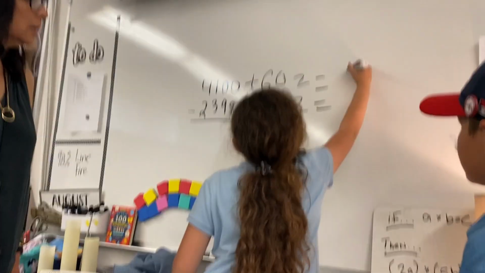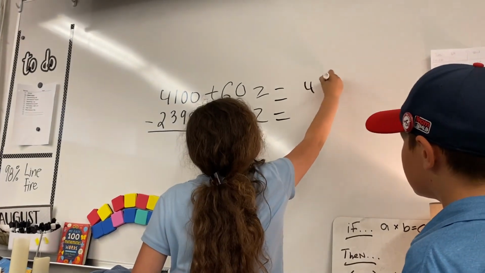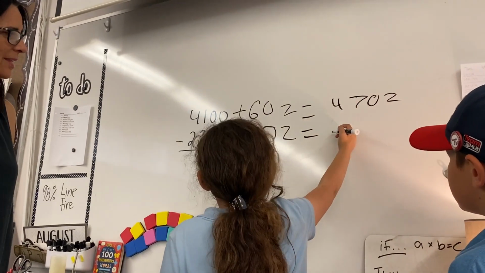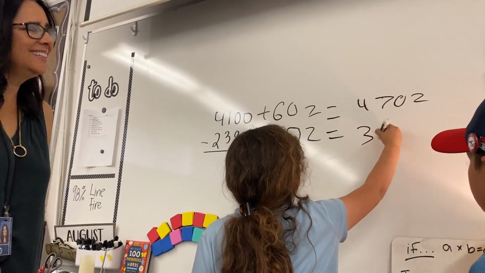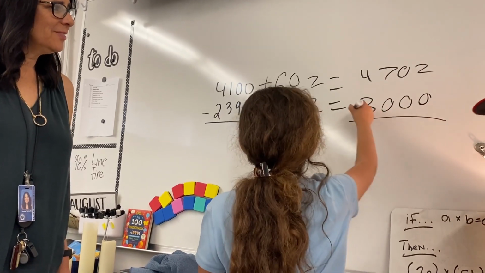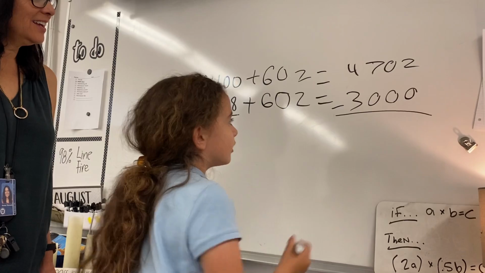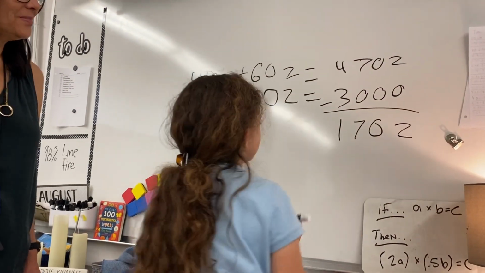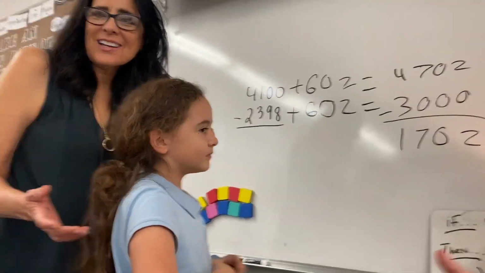That would equal 4,702. And then this one would equal 3,000. And then when you subtract it, it'll be a 2, a 0, a 7, and a 1. Out of the box. I mean, just incredible.